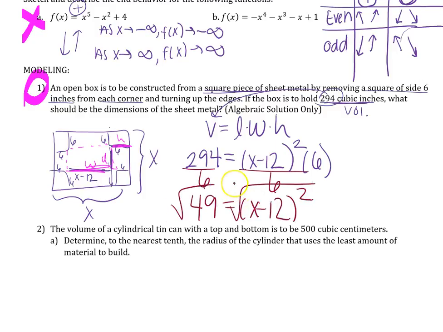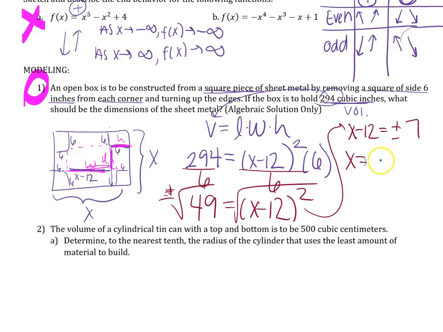Take the square root like I did in my last video. Oopsies, I should move my plus or minus over here. So you get 2 solutions. X minus 12 is equal to plus or minus 7.